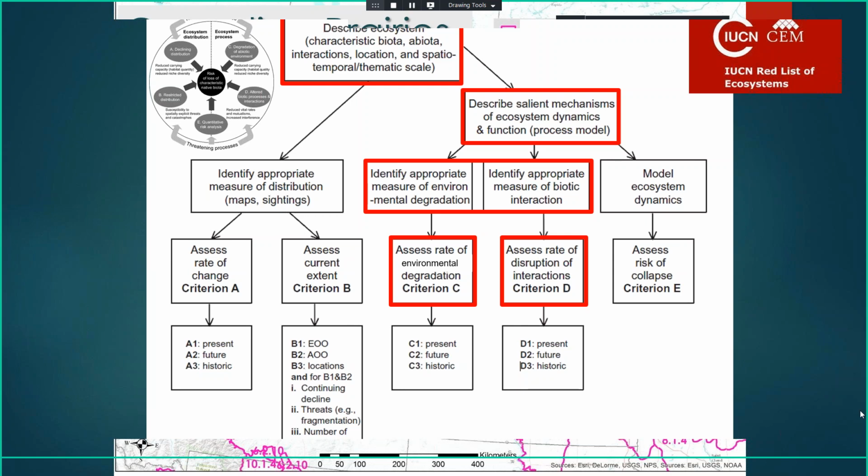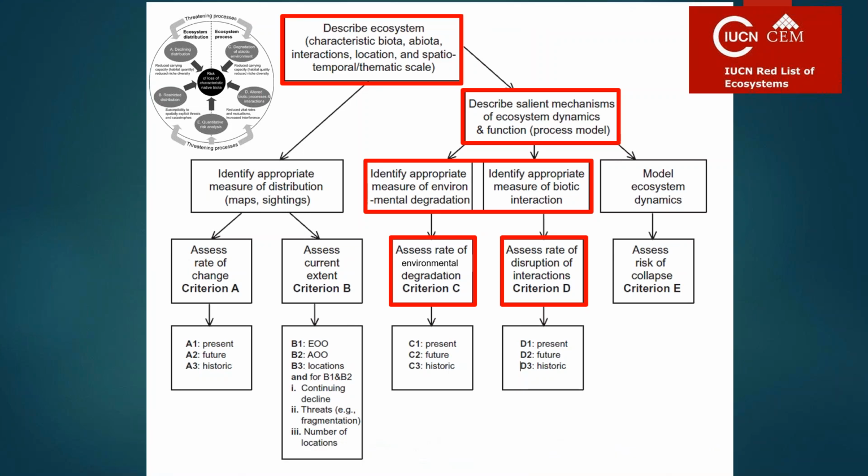So here we are, looking at criterion C and D. Now we need to ask about ecosystem processes, the alteration and degradation of ecosystems under criterion C or criterion D. And so this is where we'll come back and take a look at what's the nature of the ecosystem type.